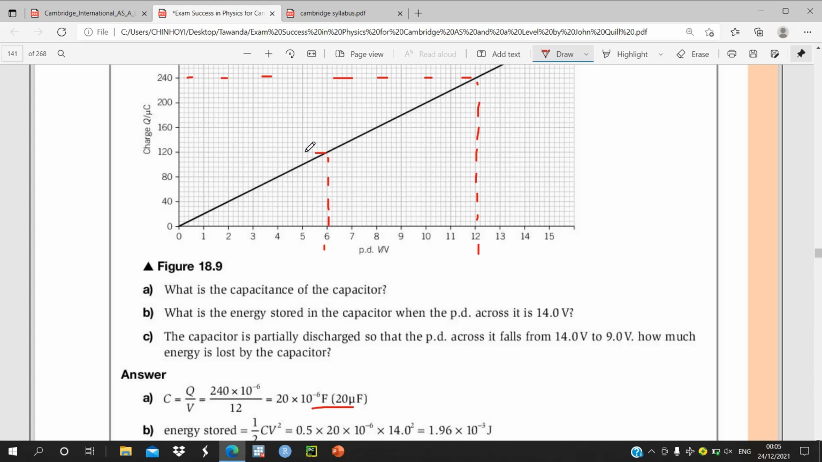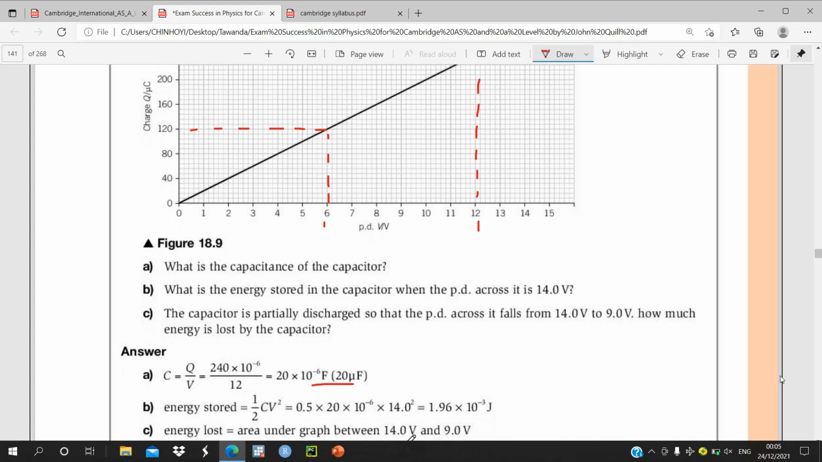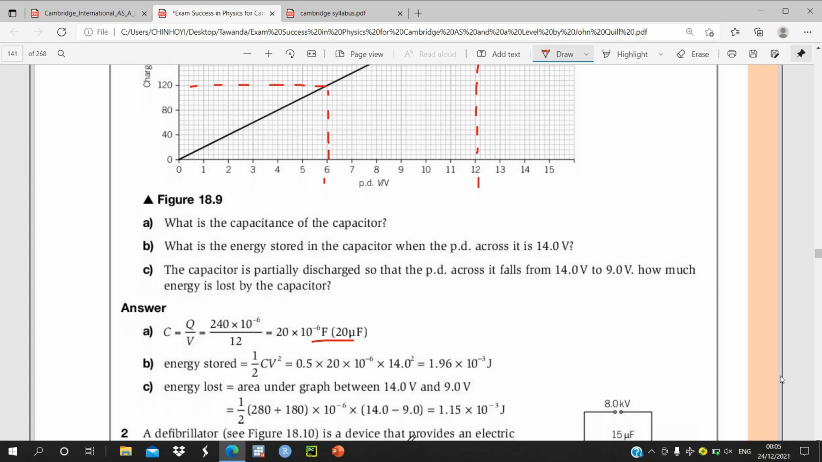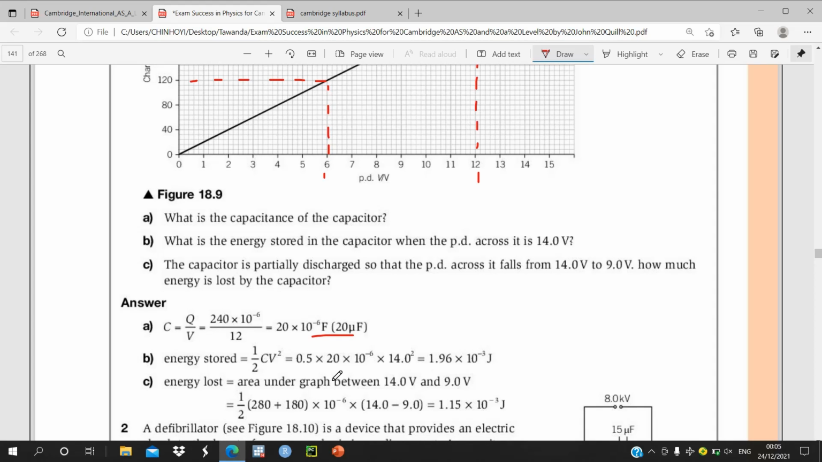So at this point you can take 6, and if you add 6 you can get 120. The energy stored will be half C V squared, and since we have found the value of C, we're going to say it's half, times the capacitance we've calculated, times the voltage, because they are asking what is the energy stored when the voltage is 14, and we are going to have this as the answer.